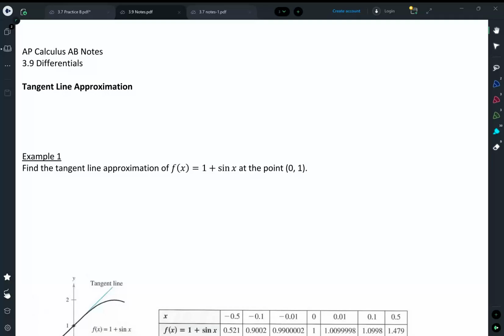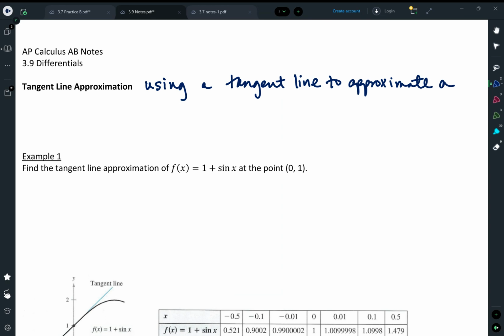So first we're talking about a tangent line approximation. What we're getting at for tangent line approximation is we're using a tangent line to approximate a graph. And it's really only accurate for points close to the point we have the tangent at. The farther we get away from that point, the less accurate that tangent line is going to be.